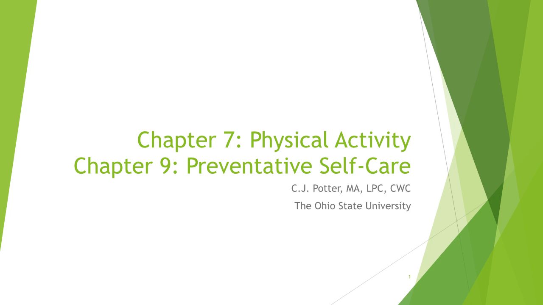This week, we'll be talking about two domains of wellness. There's a great deal of overlap between these, so it's fitting that we spend time talking about them together. First, we're going to talk about Chapter 9, which refers to preventative self-care. It's a concept that's core to a prevention orientation that we have in wellness and in this class. Now, one portion of preventing illness is exercise, so after we talk about Chapter 9, we'll move to talk about Chapter 7 and talk about physical activity.